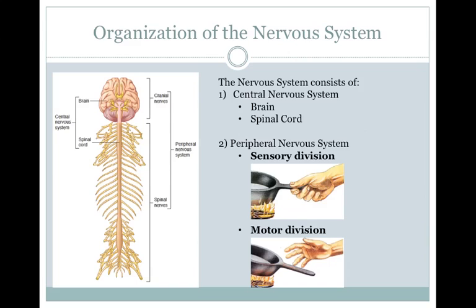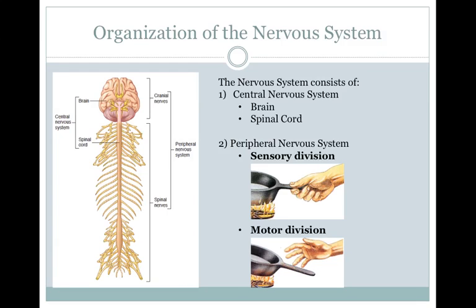So the central nervous system consists of the brain and spinal cord. The picture on the left just gives you that picture, and the other half consists of the peripheral nervous system, which can be subdivided into the sensory division and the motor division. The sensory division I like to think of in terms of what it sounds like, the senses. What happens, for example, in this picture, when you touch a pan that has just been heated, it's obviously very hot.